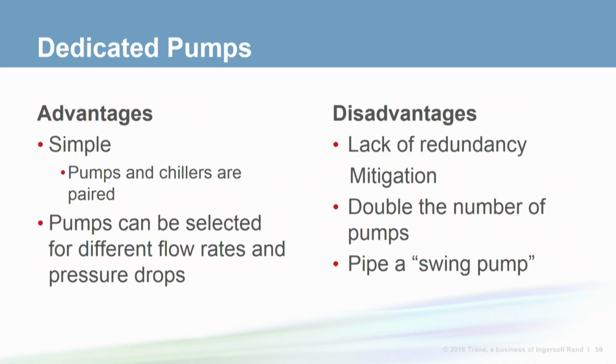The biggest advantage of dedicating pumps is simplicity of selection and operation, since the pump is selected to serve the flow rate and pressure drop for its chiller. Disadvantages include lack of redundancy. But if the units are identical, redundancy can be achieved by adding another pump and piping it so that that swing pump can serve either chiller.